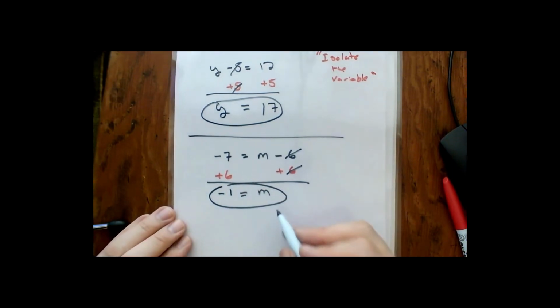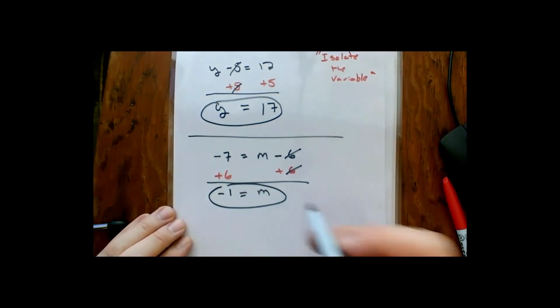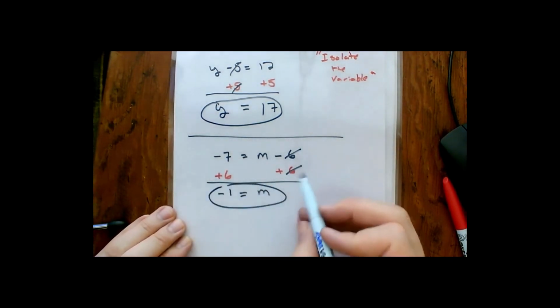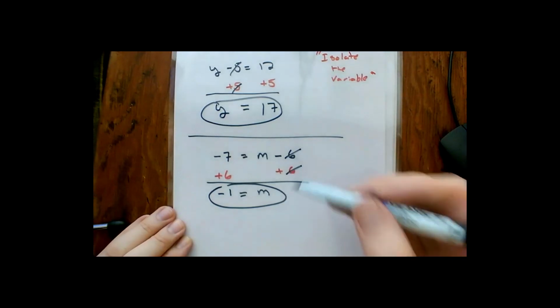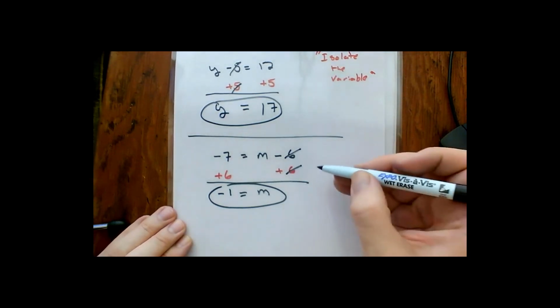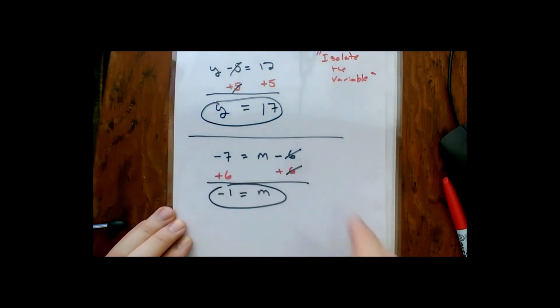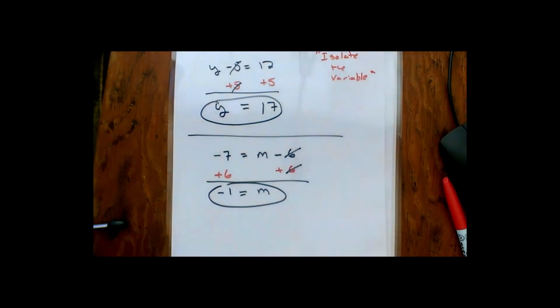So this is how we isolate the variable. We're paying attention not to what side we're on. We want to pay attention to where the variable is. Where the variable is determines which constant we're going to add or subtract.